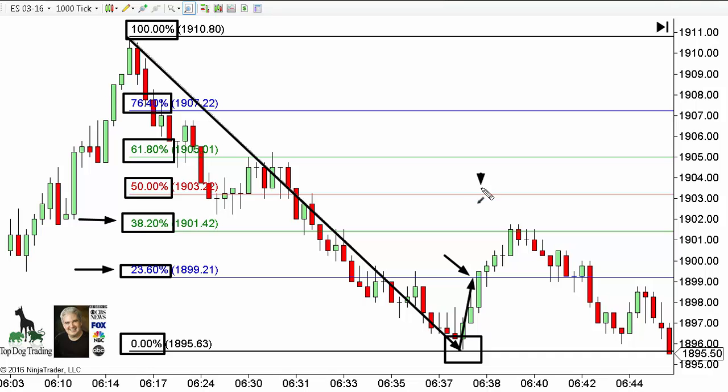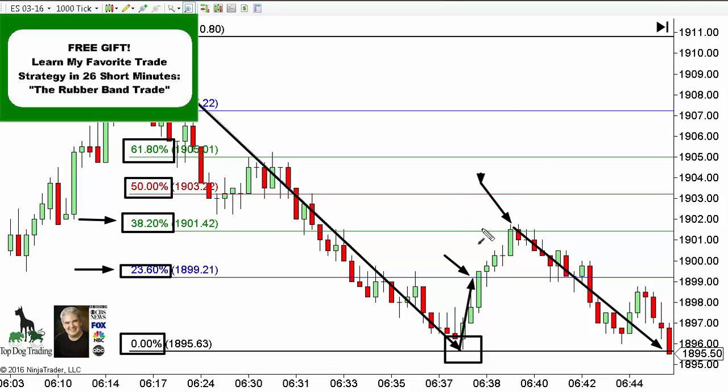That's where it went to. Whoops. It went to there, and then it continued on down. But it could have also gone to 50, or it could have gone to 61.8, or it could have gone to 76.4. Heck, it could have gone all the way back to 100% or even above.